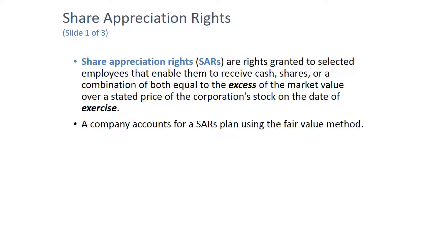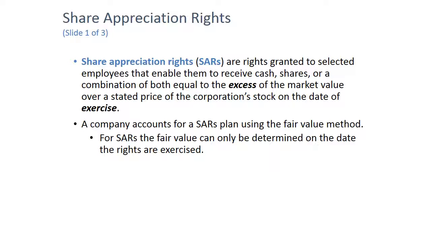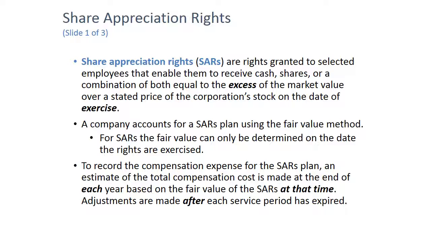A company accounts for a SARs plan using what we call the fair value method. For SARs, the fair value can only be determined on the date the rights are actually exercised, so when they purchase the shares. To record the compensation expense, though, the company has to estimate the total compensation costs, and that's made at the end of each year based on the fair value of the share appreciation rights at that time. Adjustments are made after each service period has expired.